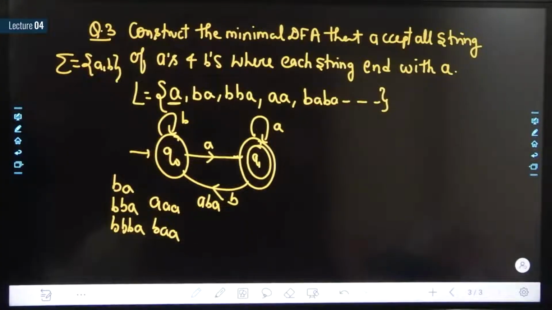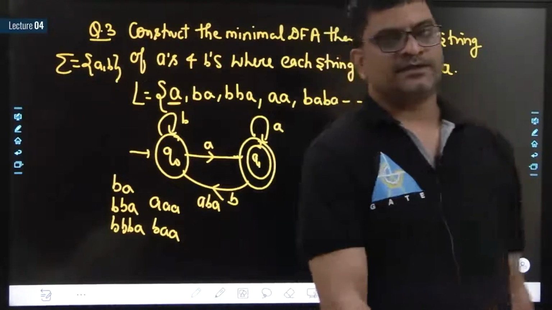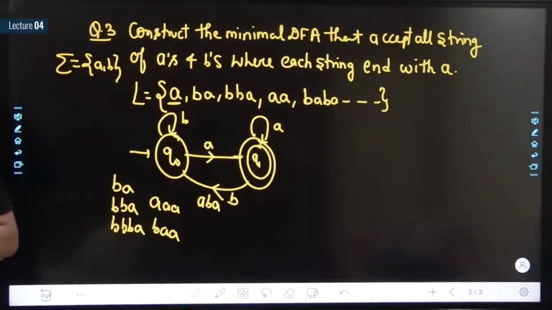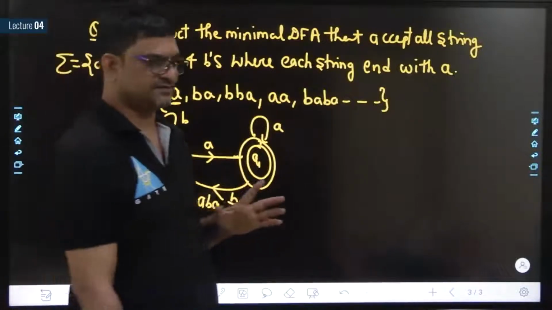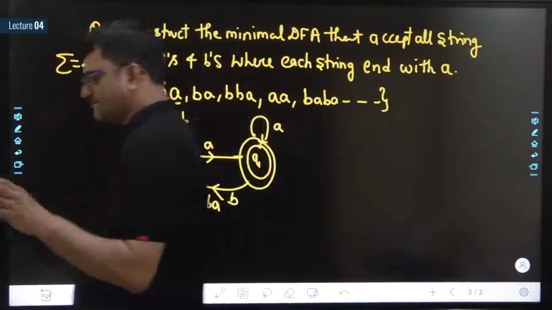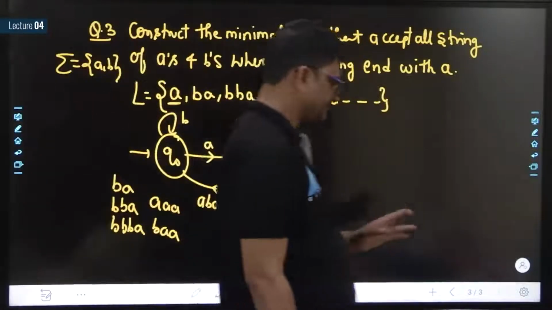Clear? Are you getting my point? Any doubt? Remember one thing, whenever epsilon comes into the language, then the initial state is a final state. Other states can also be final, but the initial state must be final if epsilon is present in the language.